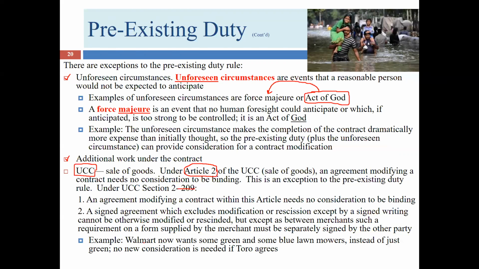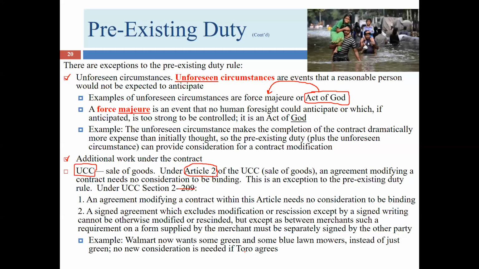So here's an example. Let's imagine that Toro, the lawnmower manufacturer, has a contract with Walmart to supply lawnmowers to Walmart that Walmart, of course, would sell to the general public. They've finalized that particular contract, and initially that contract says that Walmart just wants green lawnmowers.